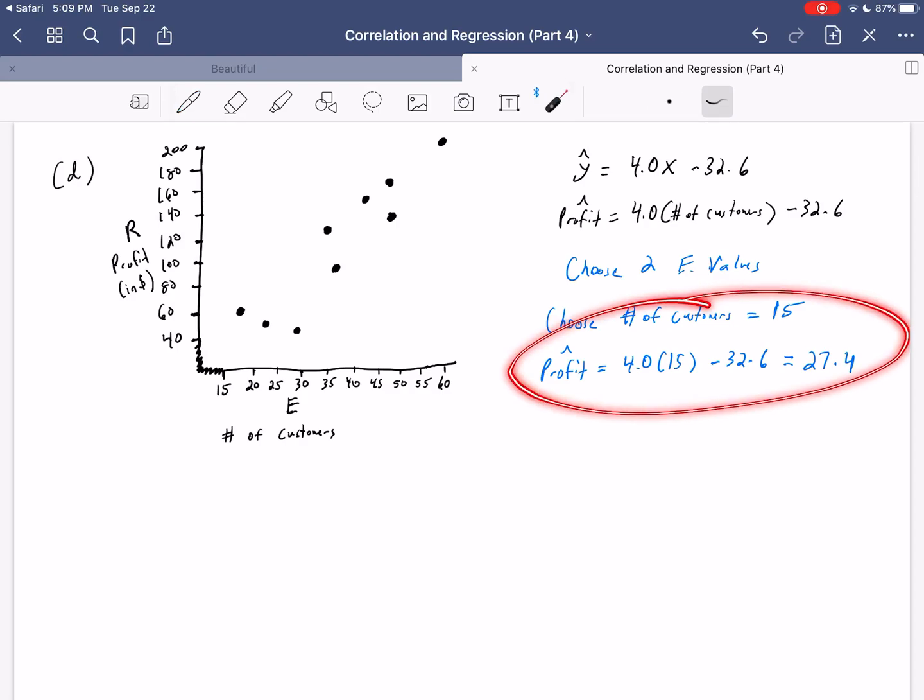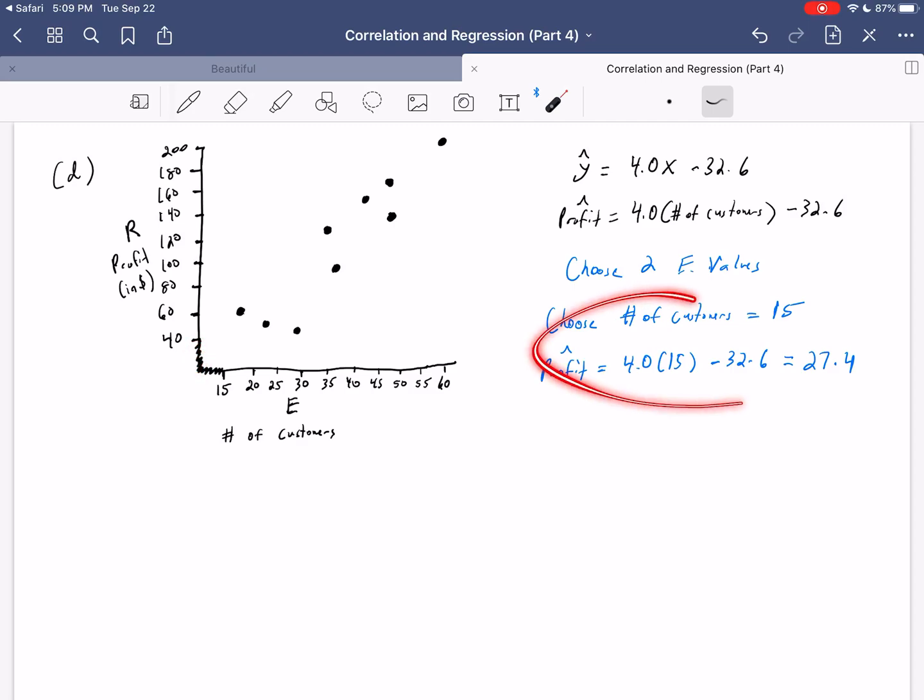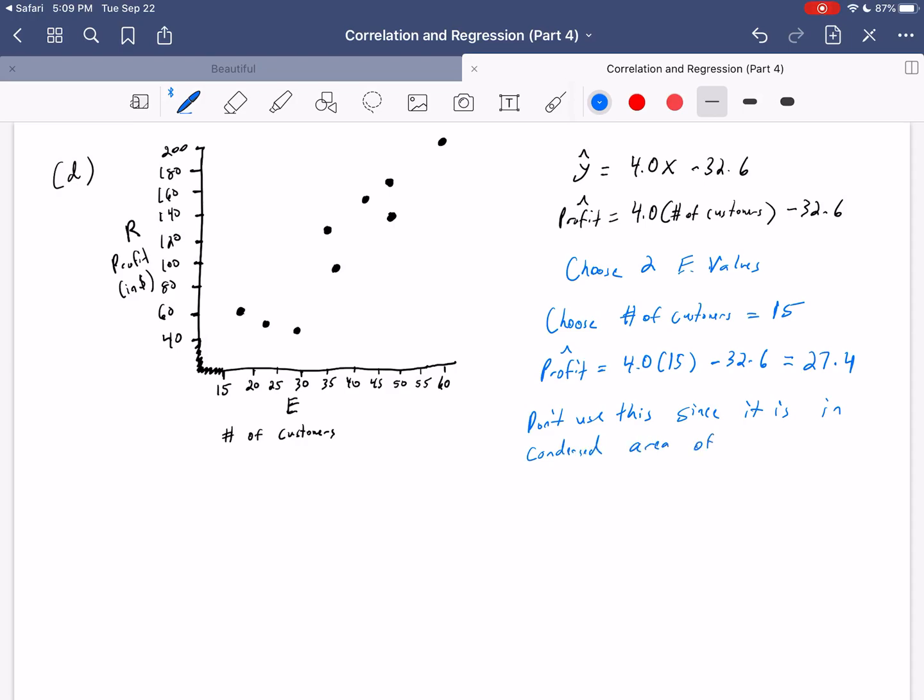Now, this is something we've got to be very careful with. If we think about where that 27.4 is, that's a predicted profit. That lands in this squiggly section, which has been condensed. So we can't really use this point. This is not a good point to use. So we're not going to use this since it is in the condensed area of the axis.